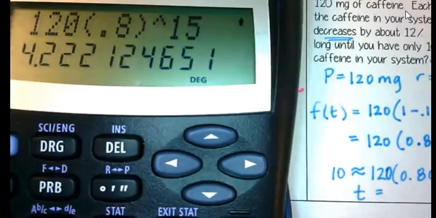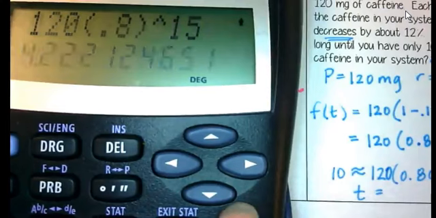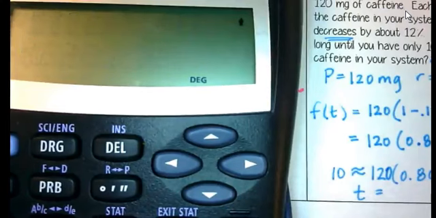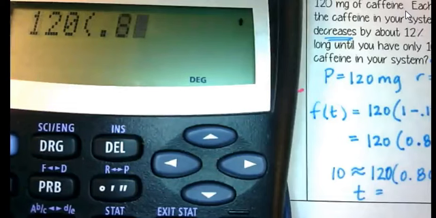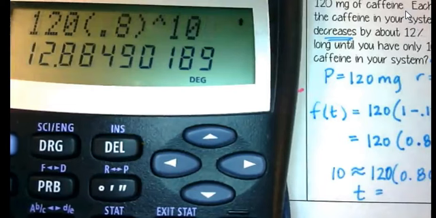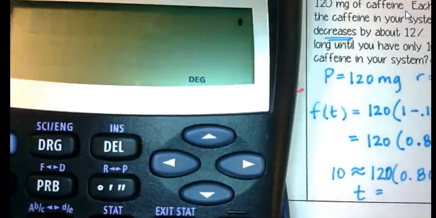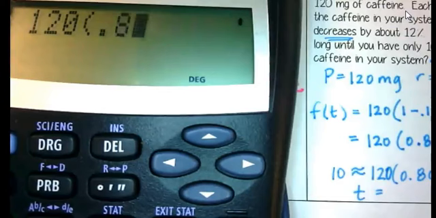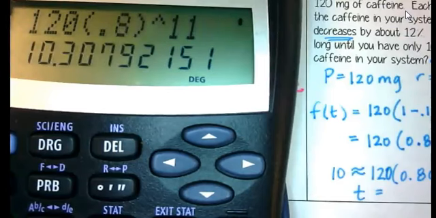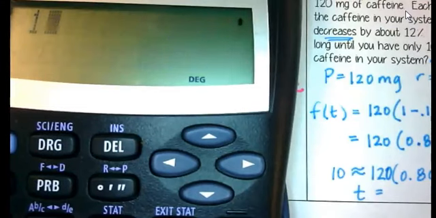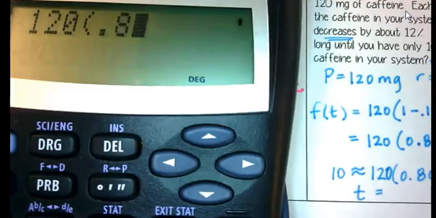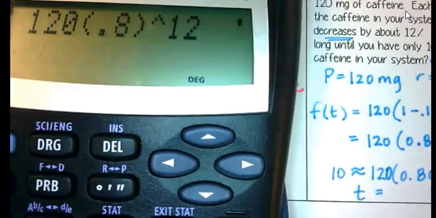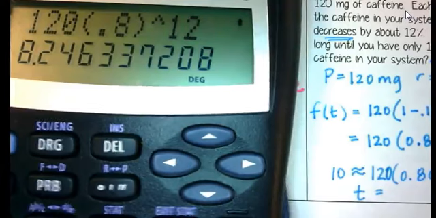Oh, that's too little. All right, so I tried 6, was not enough. 15 is too many. So now let's try 120 times 0.8 to the 10th. Okay, we can get a little bit closer. So 120 times 0.8 to the 11th. That's really good. All right, we're still technically above 10. So let's try 12 hours, so to the 12th, and now we're definitely under.